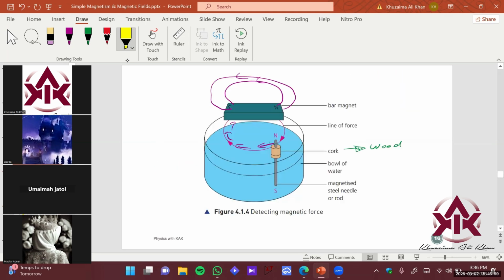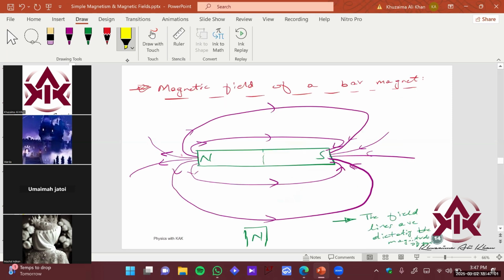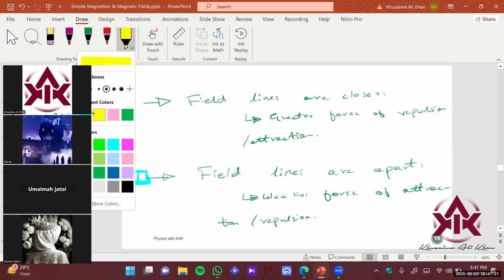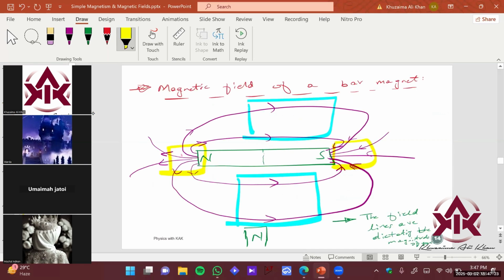And assume, as I explained over here, we can shade regions here. Like let's say this yellow region, and let me shade another region, this blue region here, right? So if I want to color code this, this is the blue region I'm talking about, and this is the yellow region over here, right? Yellow ones are the regions where field lines are pretty close together.